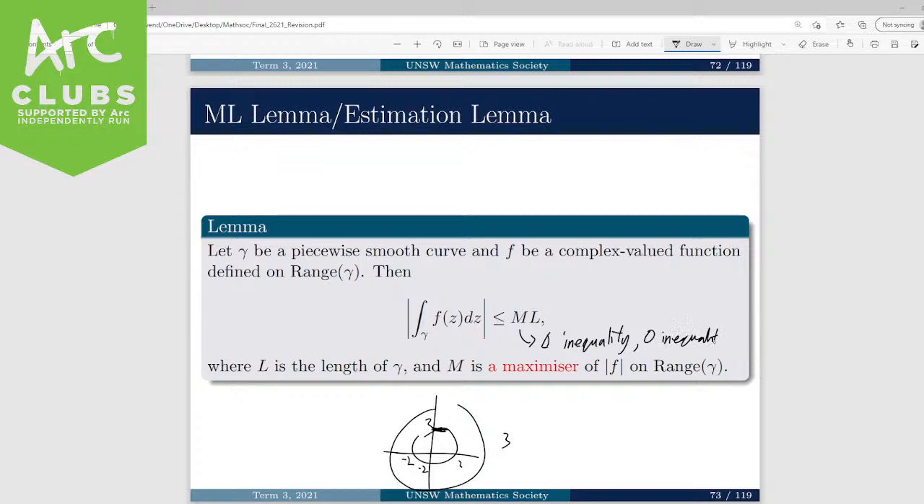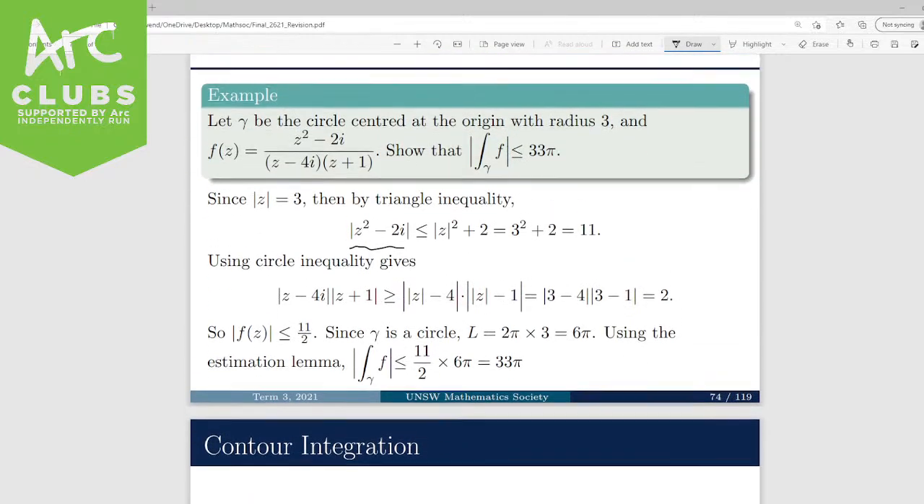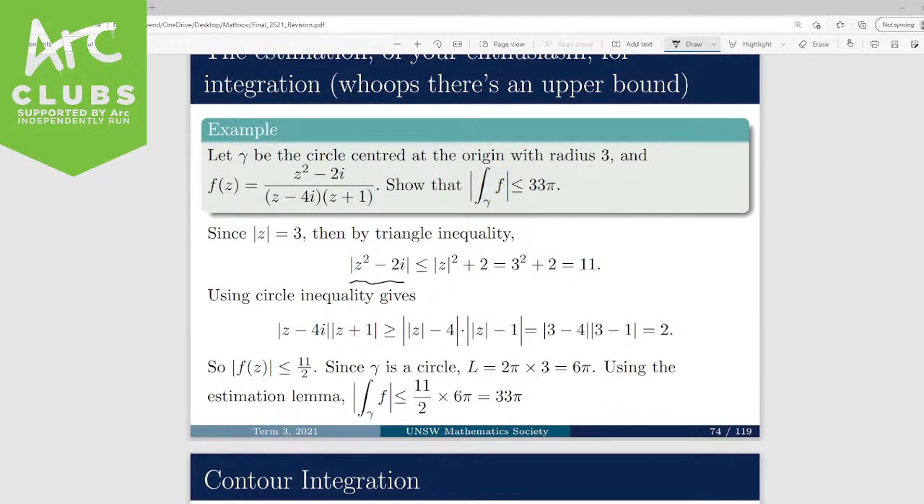Oh, that just looks like a 0. Pretend I wrote the word reverse. But yes, using it gives you a greater than or equal to instead of the less than or equal to. And once again, modulus of z is just 3. So ultimately, your denominator is greater than or equal to 2. And overall, that means the modulus of your f is less than or equal to 11 over 2. So you have a maximizer, m. You don't really care if it's not the actual maximum. It's a maximum. It's bigger than or equal to all the modulus of f values out there.